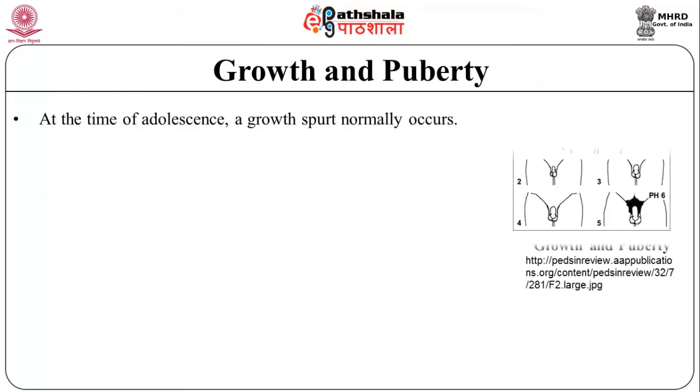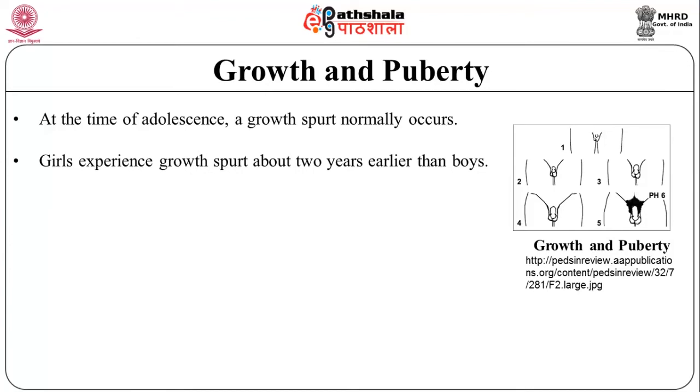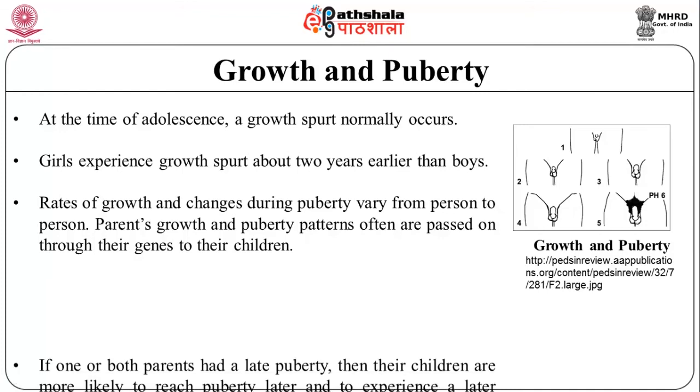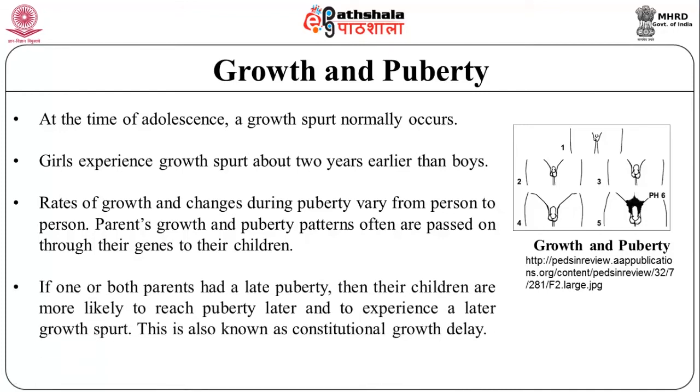Growth and puberty. At the time of adolescence, a growth spurt normally occurs. Girls experience growth spurt about 2 years earlier than the boys. Rates of growth and changes during puberty vary from person to person. Parents' growth and puberty patterns often are passed on through their genes to their children. If one or both parents had a late puberty, then their children are more likely to reach puberty later and to experience a later growth spurt. This is also known as constitutional growth delay.